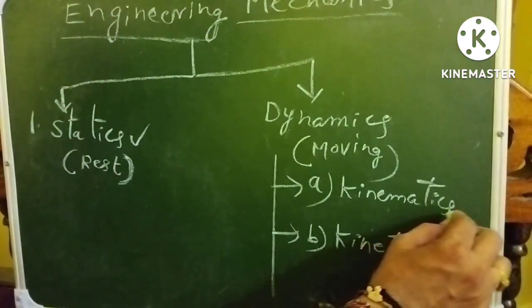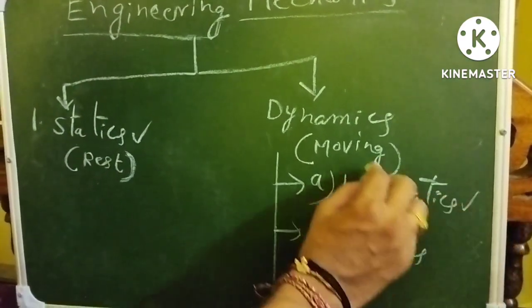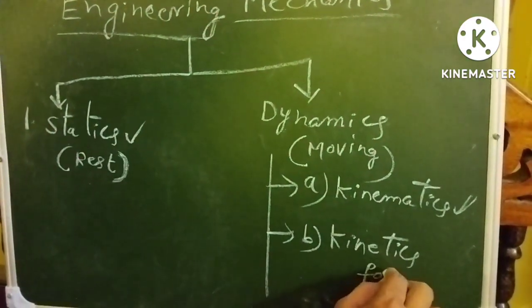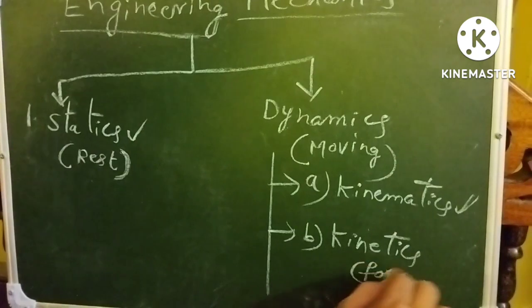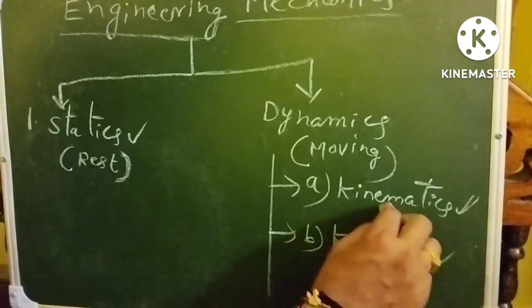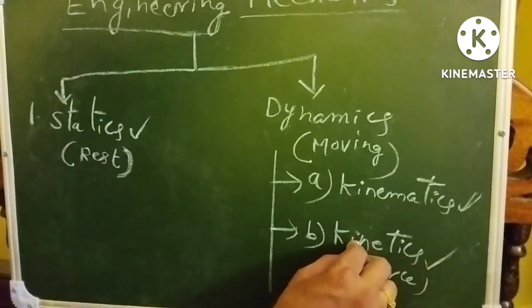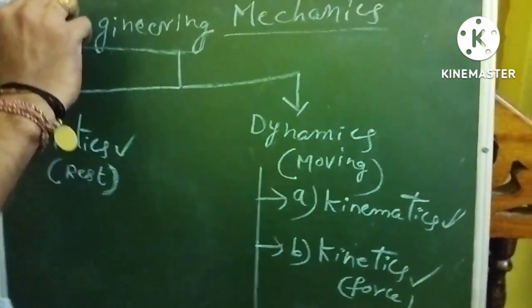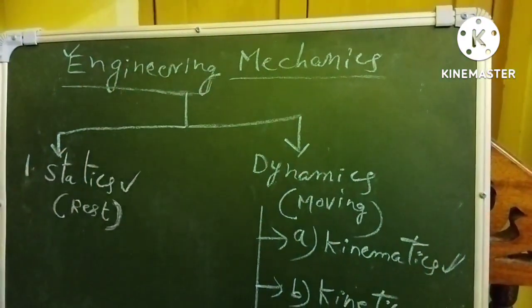Whenever the force which caused to move the body is not considered, that is called kinematics. When we consider the force which caused to move the body, that is called kinetics. So this is the difference between kinematics and kinetics. This is about the classification and definition of engineering mechanics.